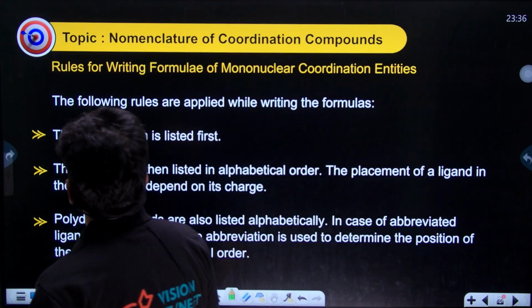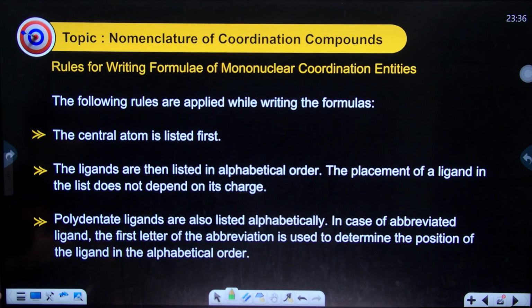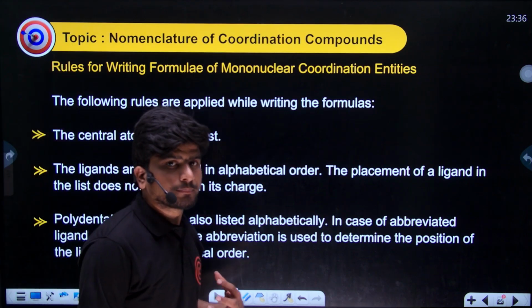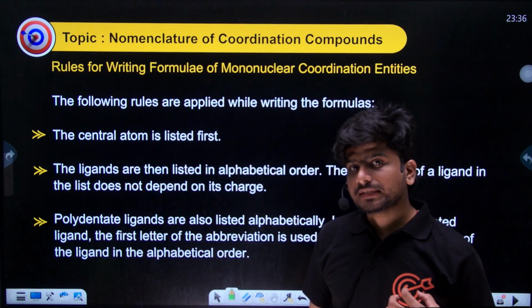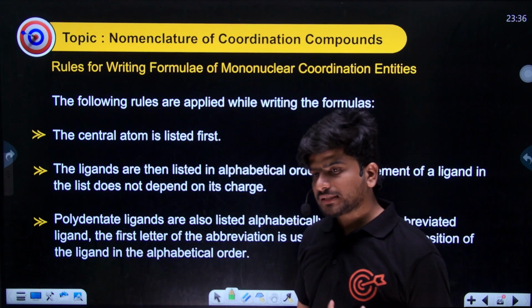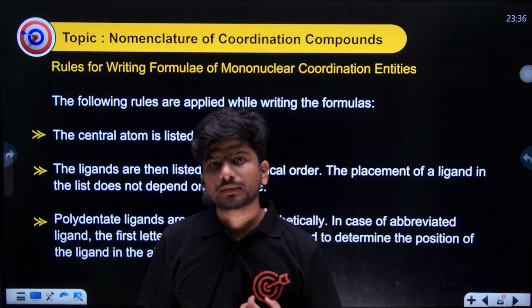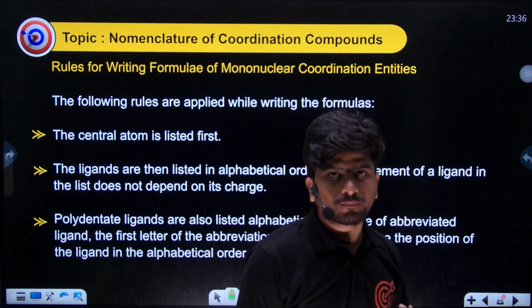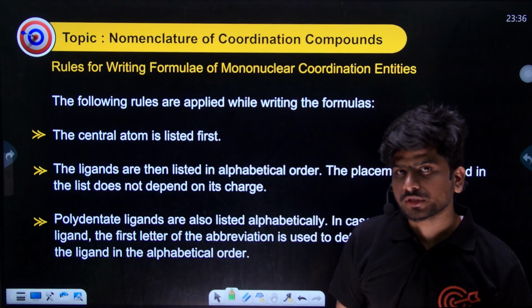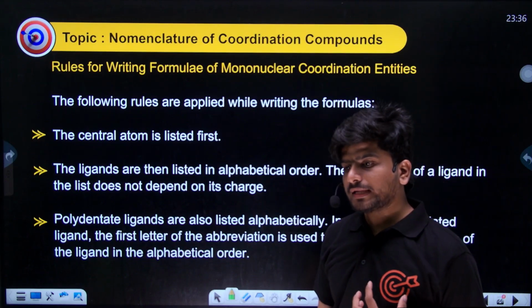Next, till now what we have seen is denticity, the properties, everything. Now we need to understand that there are certain rules to write names. Just like in organic chemistry, how you write the names of organic compounds, in the same way these coordination compounds also have certain rules which you need to follow while writing their names.